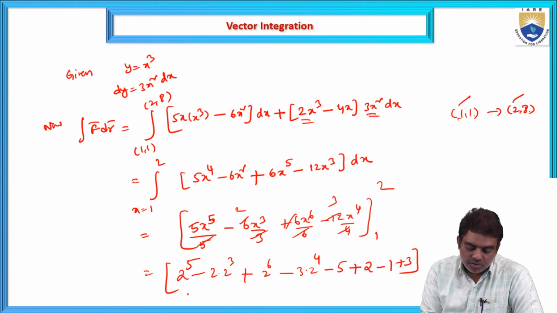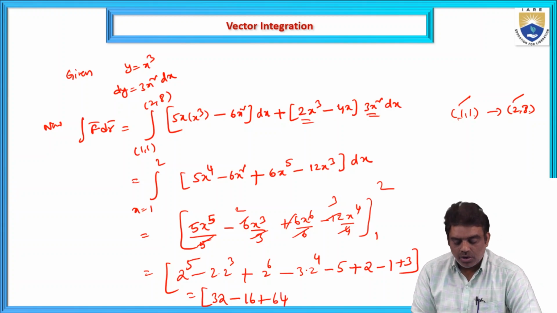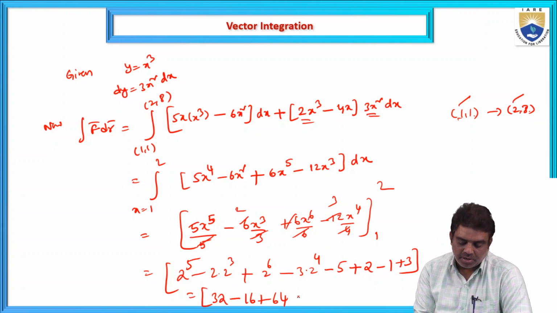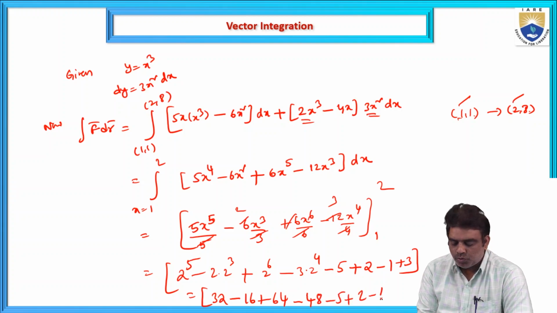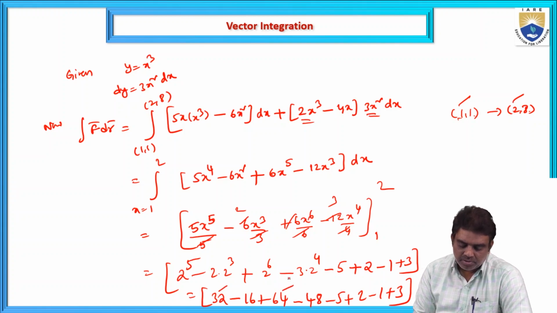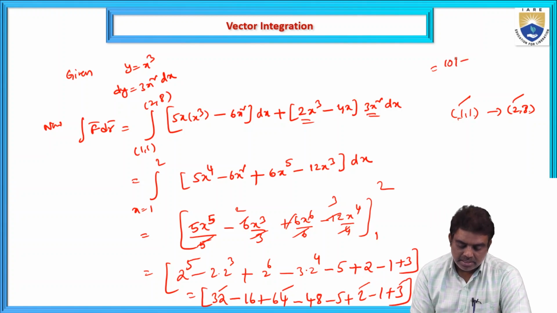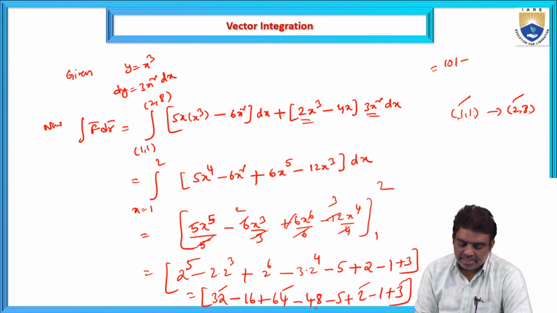So I'm simplifying all the values. 2 power 5, 32, minus 2 cube means 8, 8 to the 16, plus 2 power 6, 64. 2 power 4 is 16, 2 power 5, 32, 2 power 6, 64, minus 2 power 4 into 3, 48, minus 5 plus 2 minus 1 plus 3. So simplifying 32, 64, 96, 98 plus 3, 101, 101 minus 16 plus 48.